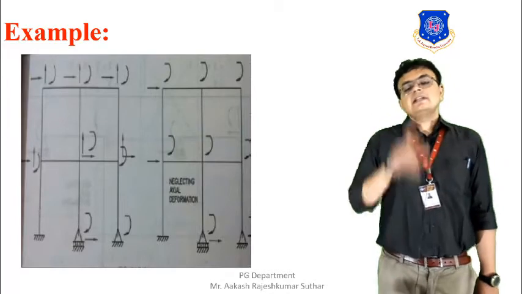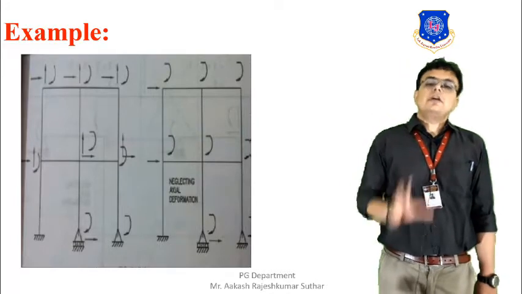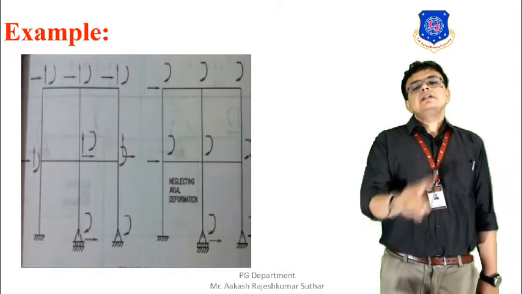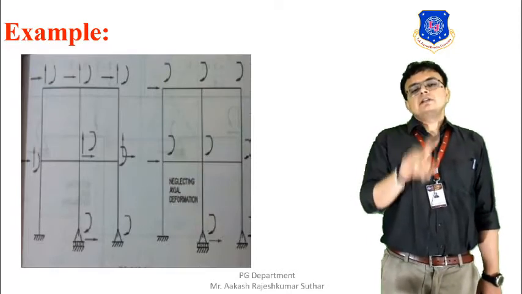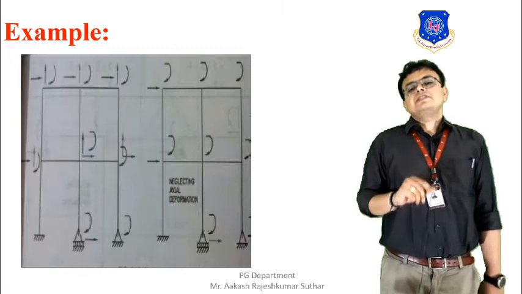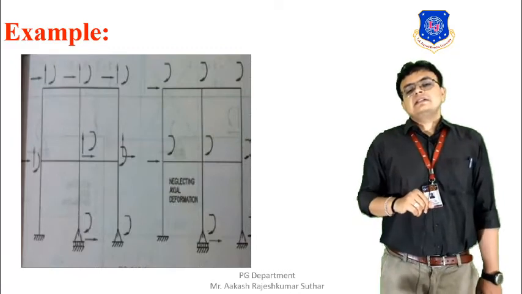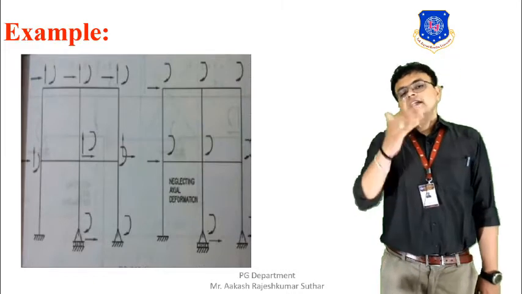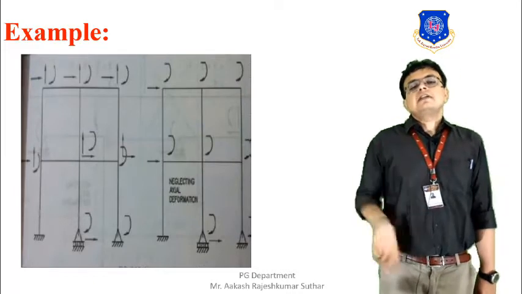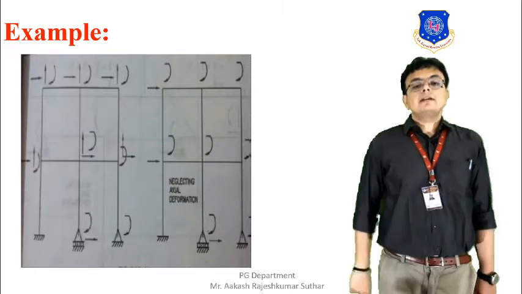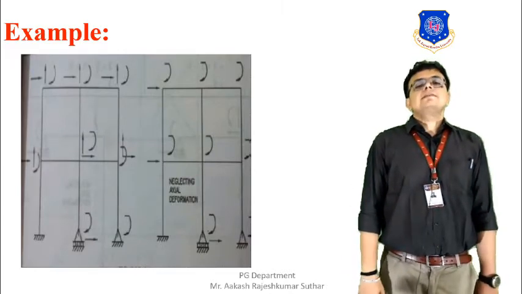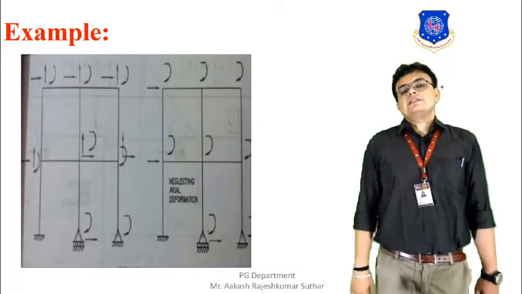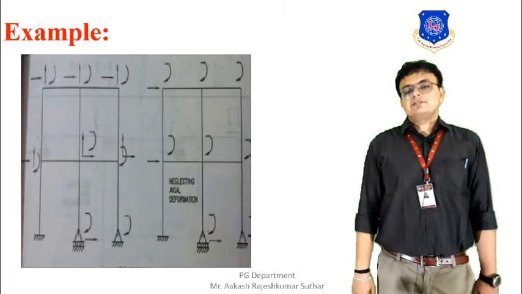We can say the degree of kinematic indeterminacy of this particular plane frame will be equal to 1, 2, 3, 4, 6, 7, 8, 9, 10, 12, 15, 18, and 20, 21. If we are not neglecting the axial deformation, then the degree of kinematic indeterminacy for this particular plane frame will be equal to 20. But if we are neglecting the axial deformation, then the thing will get changed.